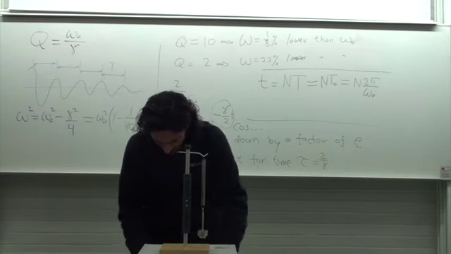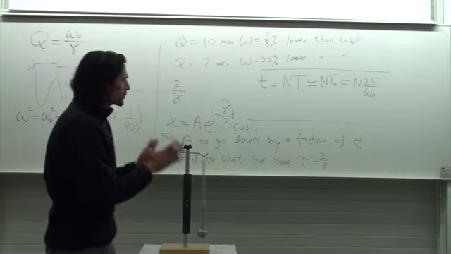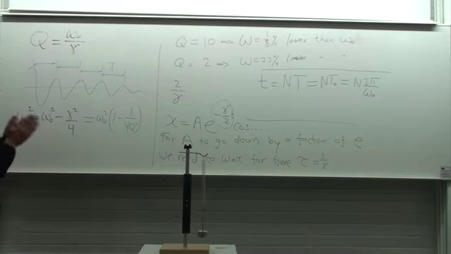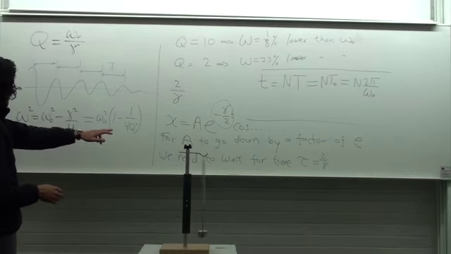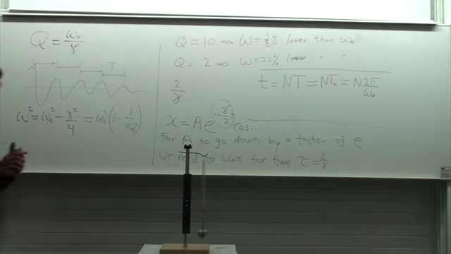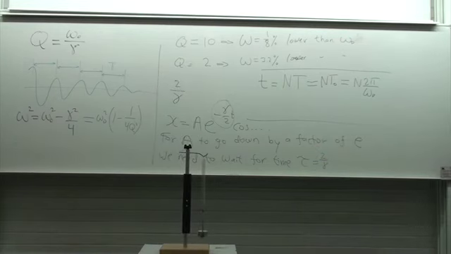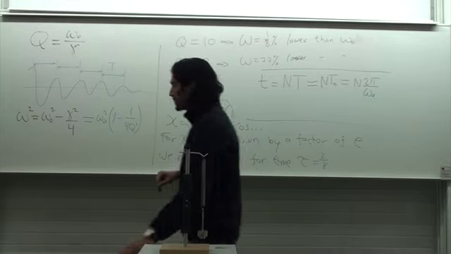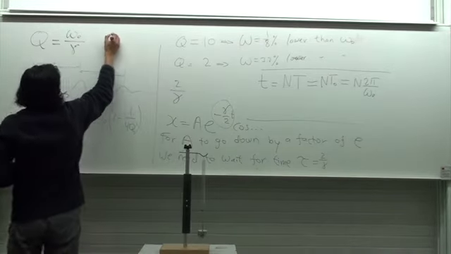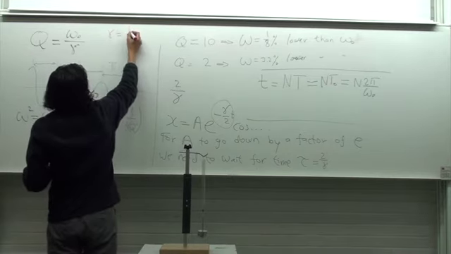Alright, I'm going to show you a demonstration here. If I go back to this point with the quality factor, here, I see the gamma down there, and if you recall what gamma is, I'm going to type it on this side. Gamma is B over M.